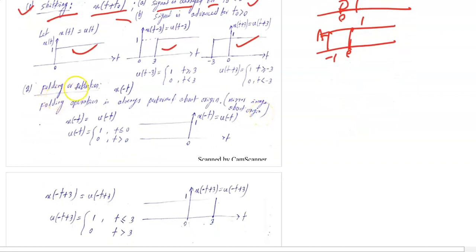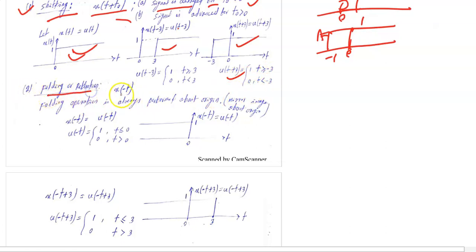So this is your u(t). This is delayed by 3 units. So 1 for t greater than 3, 0 for t less than 3. Similarly, the advanced version: u(t+3) equals 1 for t greater than minus 3, 0 for t less than minus 3.